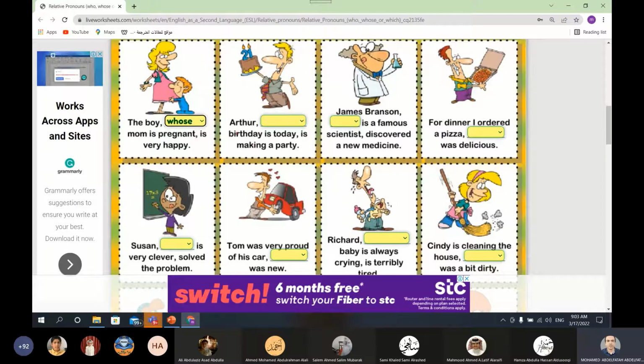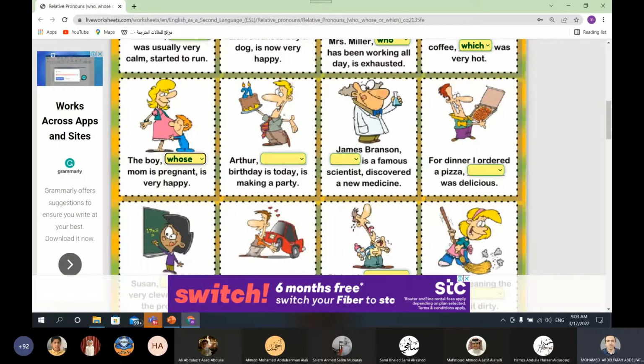The next one, Arthur. This is Arthur. Arthur, what birthday is today, is making a party. Arthur, who birthday, whose birthday, which birthday?